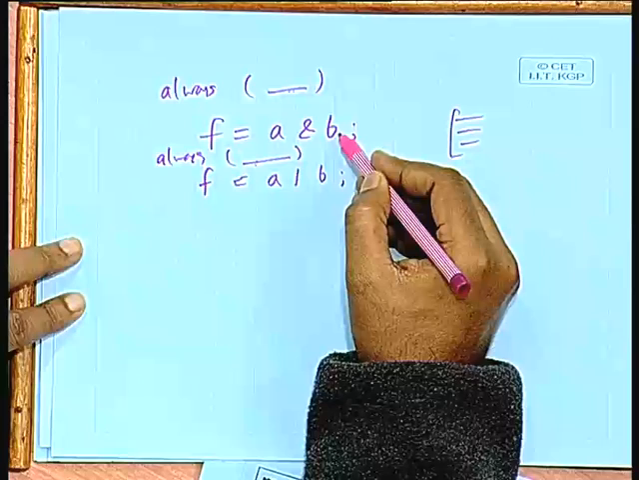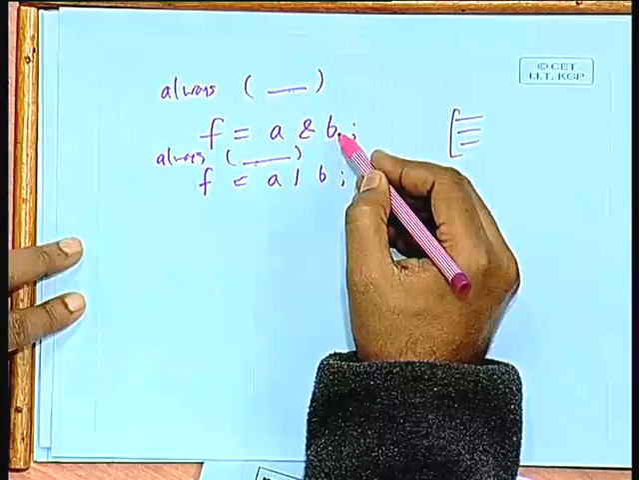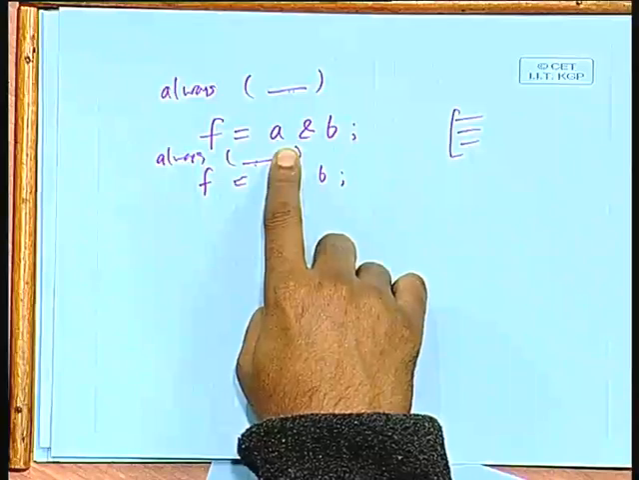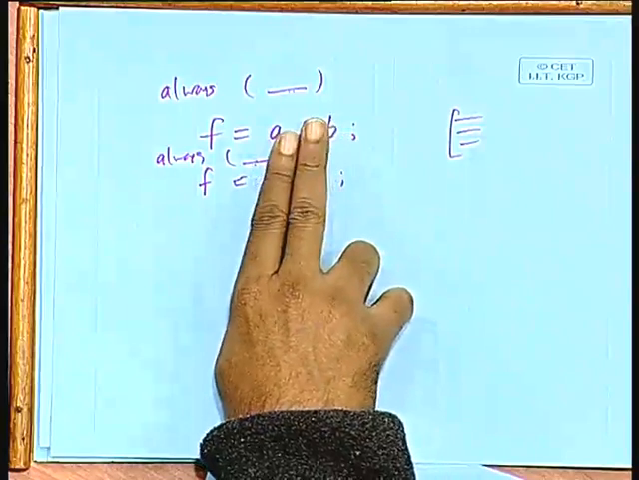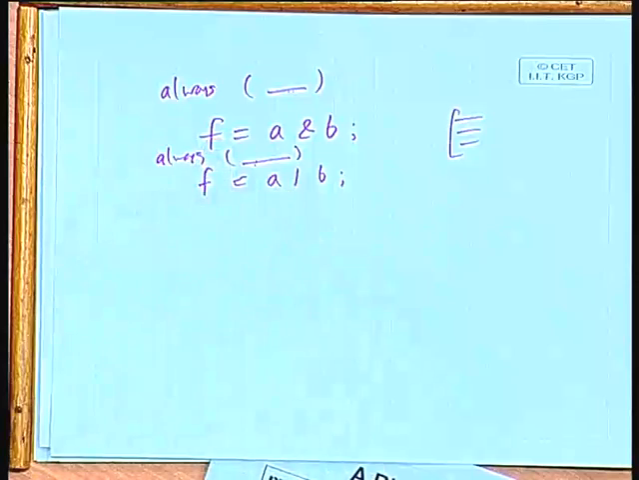So it will block till what time? Till the AND of A and B is taken and assigned to F. See, blocking makes sense if there is more than one statement: unless the first statement finishes, the second cannot start. But here, since there is only one statement, that phenomenon does not occur.